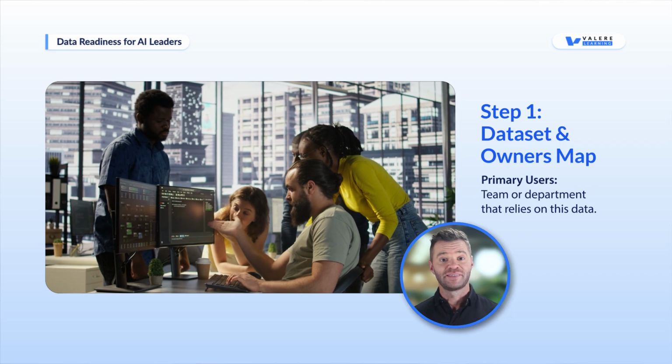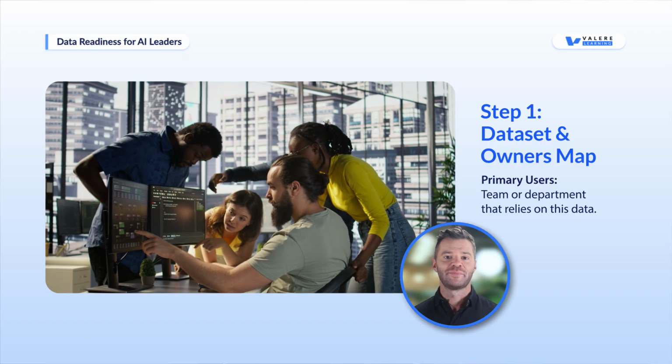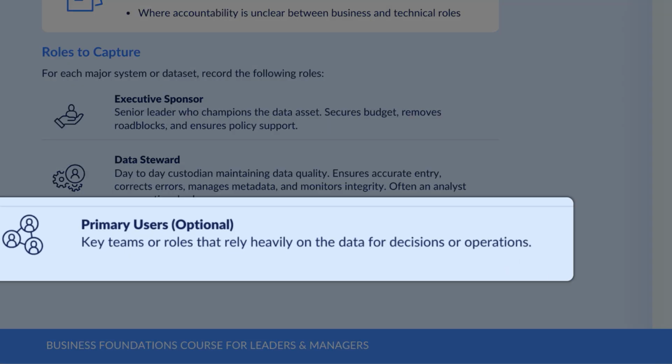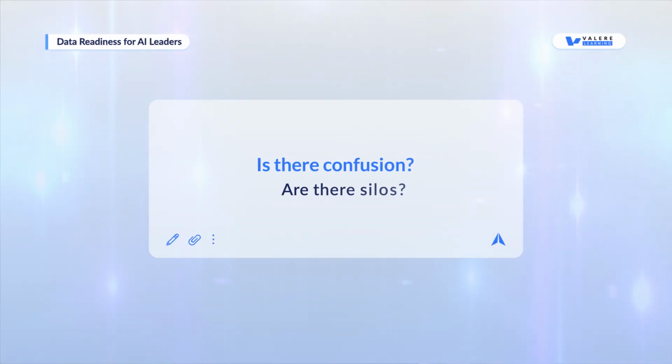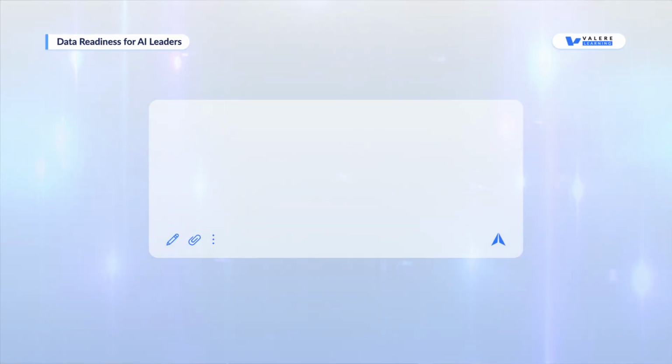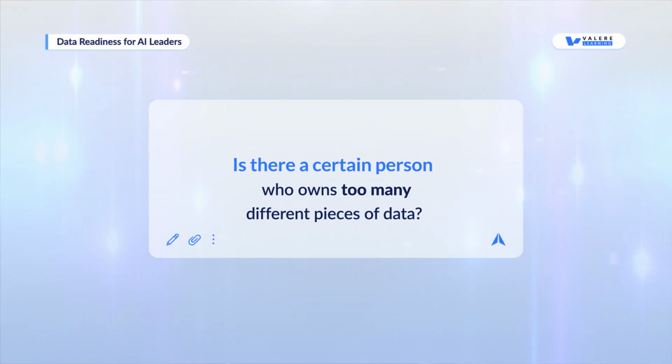And then, of course, there's space there for you to also indicate who are the primary users. Is there a key team or a certain department that's heavily relying on this data? So why do we need clear ownership? Because we want to be able to see, is there confusion or is there silos? Is there a certain person who might own too many pieces of data? Clear ownership prevents confusion and makes sure that people are accountable whenever issues come up.